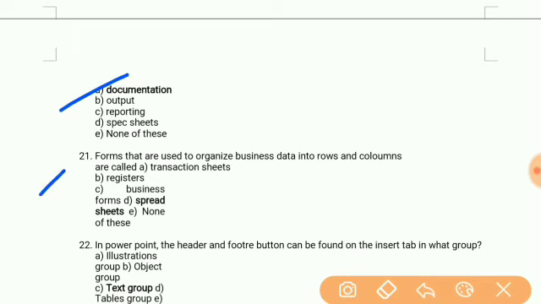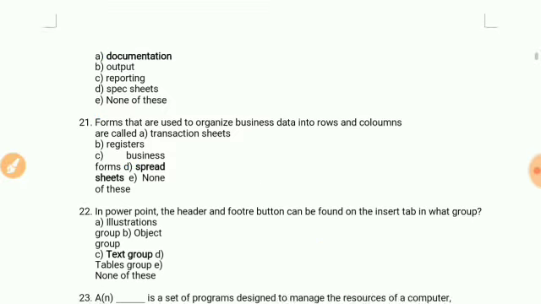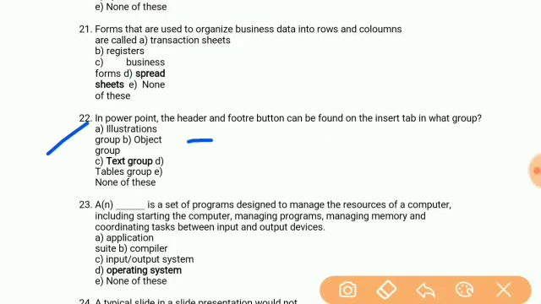Okay, then forms that are used to organize business data into rows and columns. Forms that organize business data into rows and columns are called spreadsheet, very easy. Then in PowerPoint the header and footer button can be found on the insert tab in what group? So header and footer you will find in PowerPoint, and that will be found in the text group.